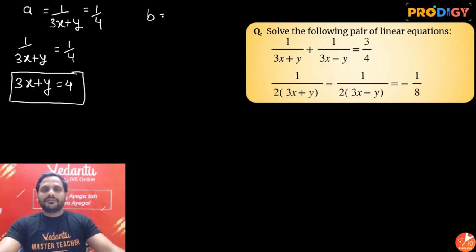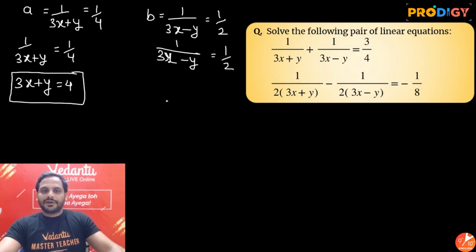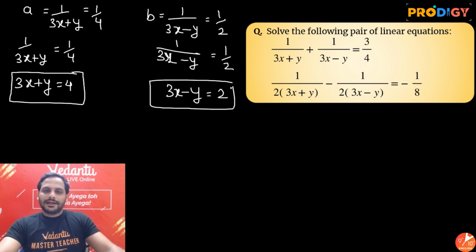Similarly, b we have taken as 1 upon 3x minus y, and b we have got as 1 by 2. So from here you can say 1 upon 3x minus y is equal to 1 by 2. Reciprocate, you will get 3x minus y is equal to 2. Again we need to solve these two equations further. Let's say equation 3, equation 4, add both.